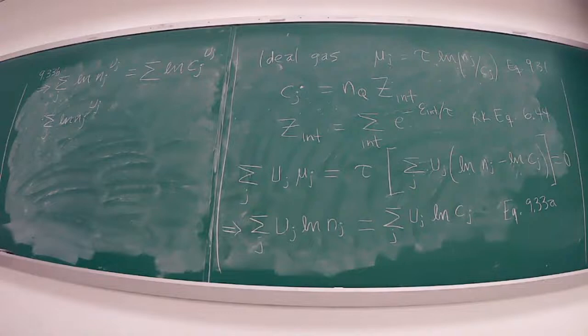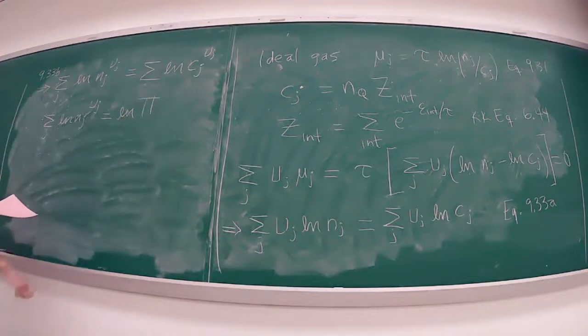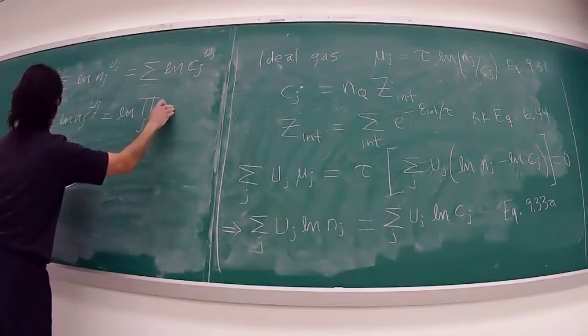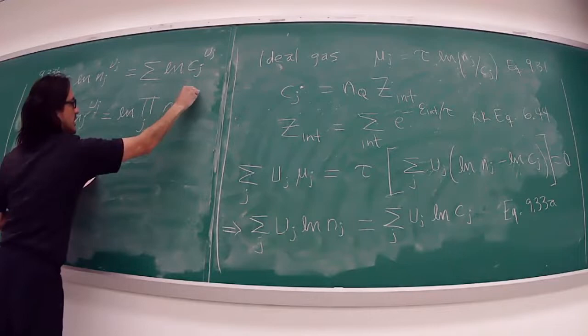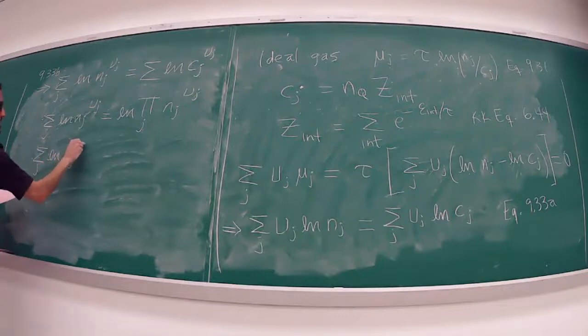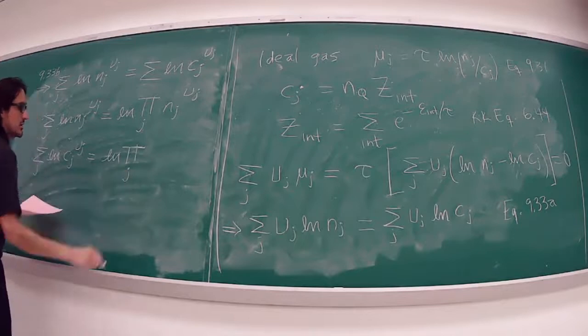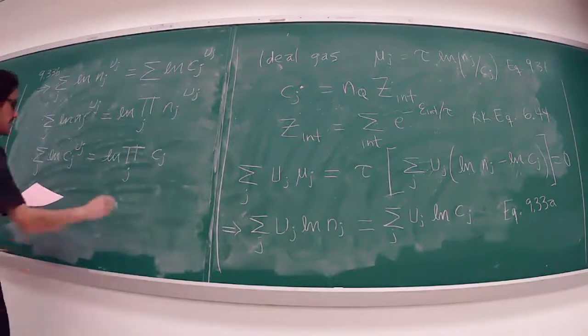we have that this guy over here equals, we can put the sum inside of the natural log, and then it will be a product. So it would be the natural log of the product of all the chemical species Nj to the nu j. And we can do the same thing for this other side. The natural log of the product over all the chemical species of CJ to the nu j.